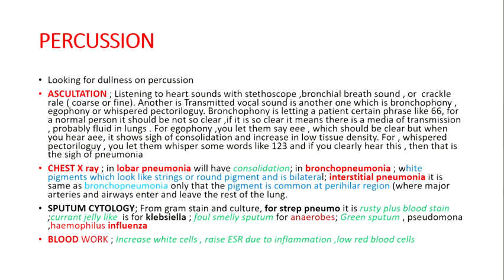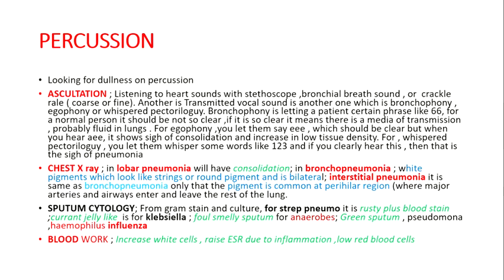So those are the key things you need to know. For lobar pneumonia, you have consolidation. For bronchopneumonia, you have white shadows which look like strings or round shadows, and it's bilateral. I think one time we need to have a video of this so that we can see it clearly. And another is interstitial pneumonia. You have these strings at the region where the blood vessels, that's arteries or airways, enter your lung.